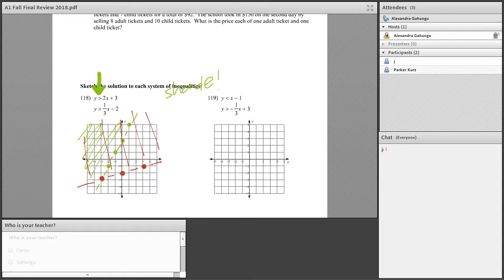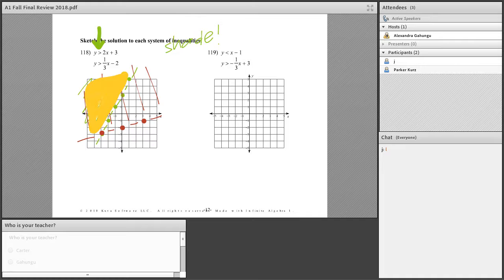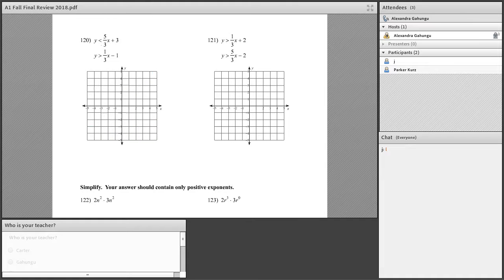So my overlapping shaded region is actually the solution in these ones. It's like the part where I see both red and green, that's my solution. So it's like all of this. That's my solution. It's where I see both red and green. Okay, more of those. If you need more of those, let me know.